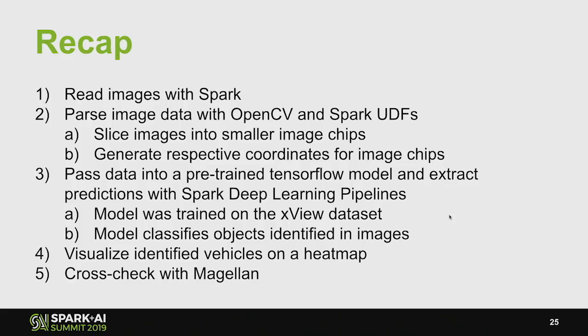We passed that data into a pre-trained TensorFlow model. And the model was trained on the XView data set. And we were figuring out if it did well with our data set. And the second last step was to visualize the vehicles in a heat map. And then we identified a point of interest, Hyde Park. And we used Magellan to pull up the points in that polygon, basically all coordinates that fall within that boundary of Hyde Park.